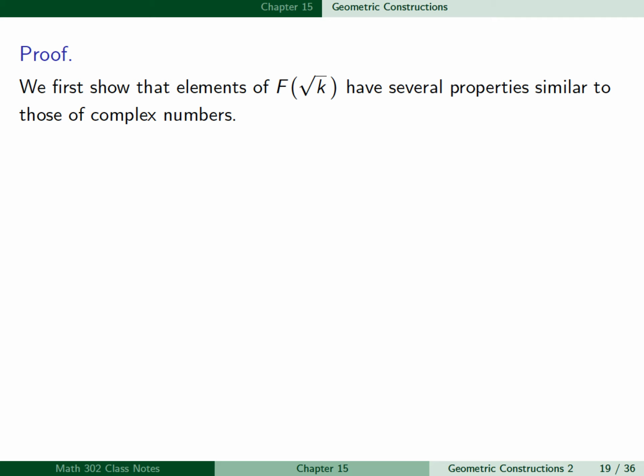So to prove this, we're going to first show that elements of F adjoined square root of k have several properties similar to those of complex numbers. So for any u equal a plus b square root of k in F adjoined square root of k, let's let u bar be a minus b square root of k. So we'll use the same notation as complex conjugates.